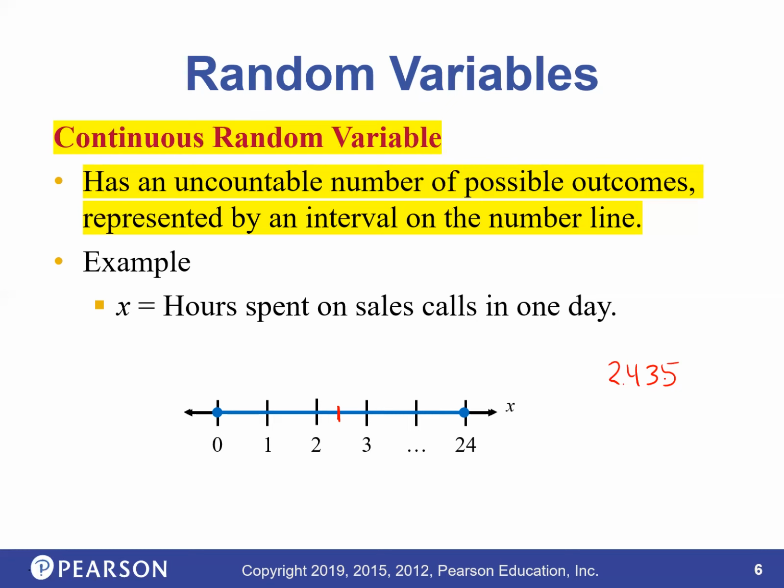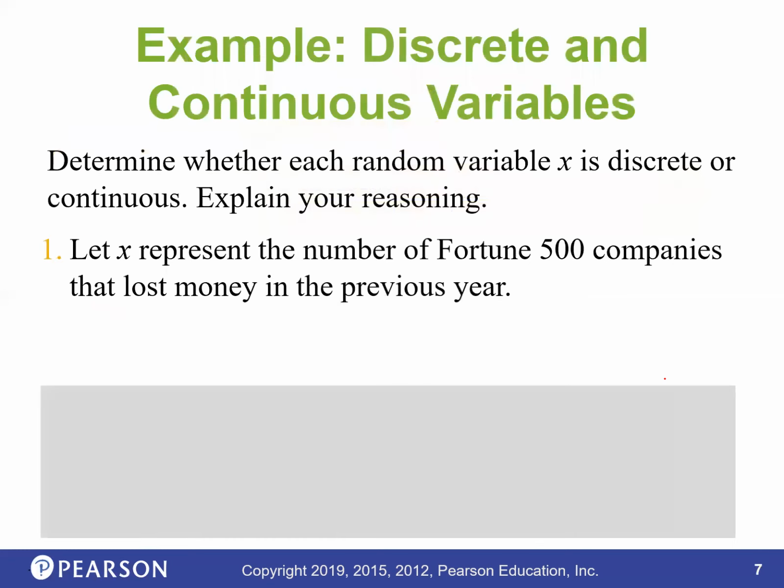All right, just so we got that distinction in our heads, let's go. You guys tell me, you don't need to write it down, just think with me here. Tell me if this is a random variable that is discrete or continuous. Just a quick answer, all yours here. X represents the number of Fortune 500 companies that lost money in the previous year. Discrete or continuous, all yours.